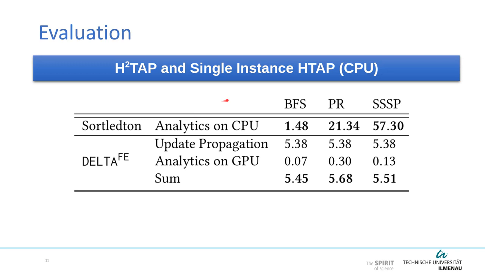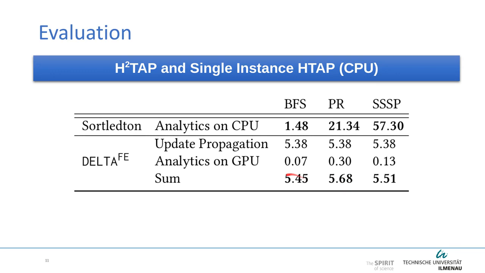We used the Stinger data structure, and we compared the execution time of analytics on CPU using that data structure on the one hand, and on the other hand, the sum of the execution of analytics on GPU and the overhead of update propagation using our approach. We can see that, especially for the longer running algorithms, because we compared with three, BFS, PageRank, and single source shortest path, our approach outperforms the single instance CPU approach, especially for longer running queries.